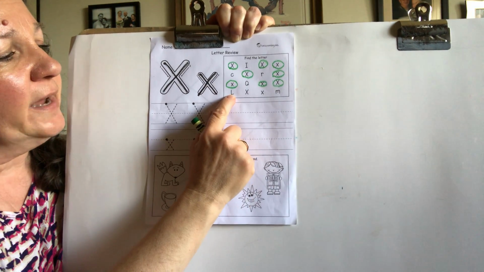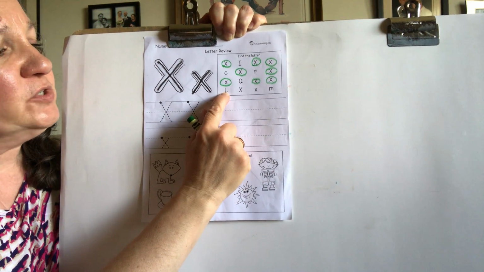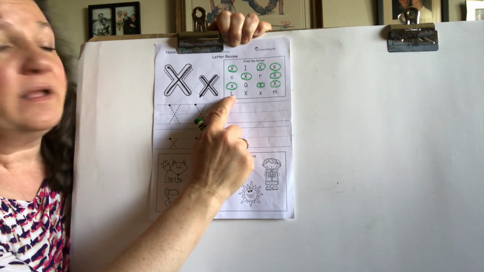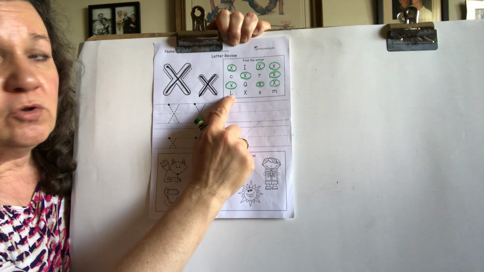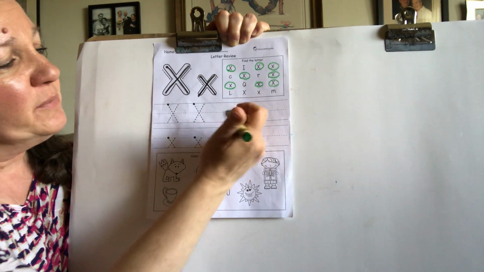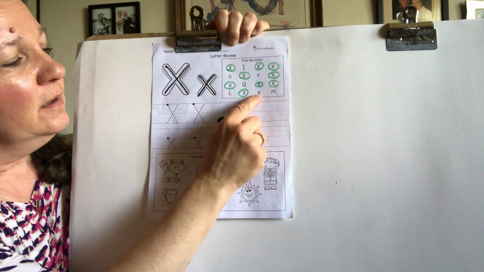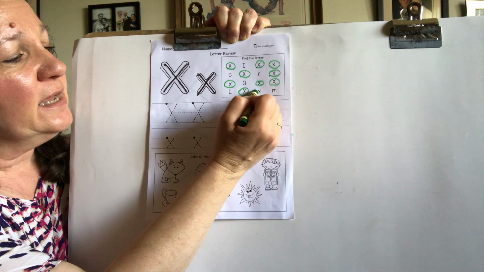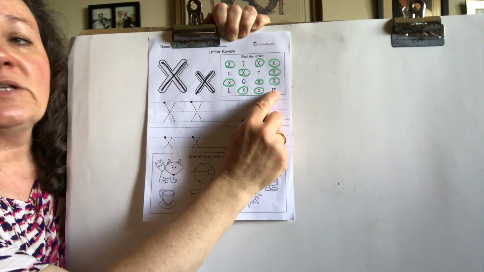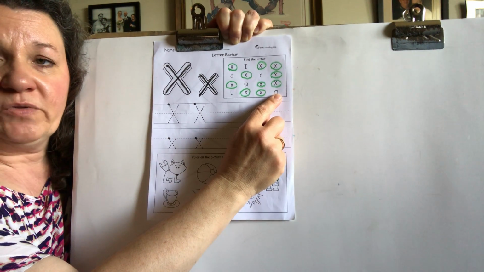Okay, let's come down to our last row. Do you remember this first letter? That's a capital L. Should we circle it? No. There's a capital X. Circle that one. And there's a lowercase x. And our last letter is what? That's a lowercase m. Should we circle that?